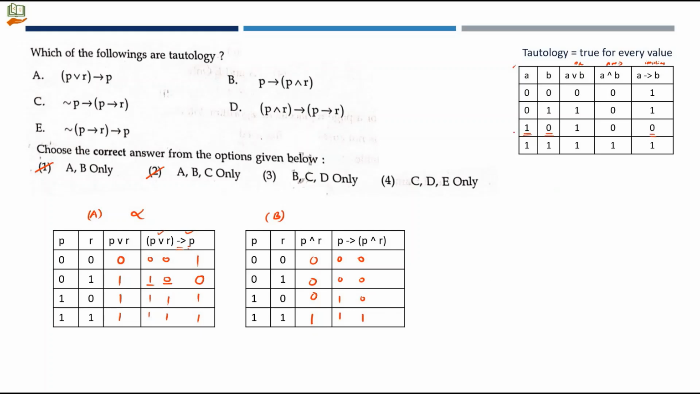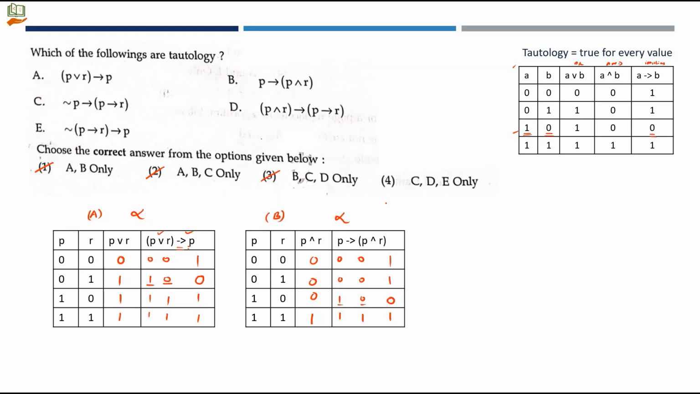Check for this condition once again. We have a 1, 0 combination here. So place a 0 here and the rest of the places will have 1. Do you have ones in the final column? No. So this is also not a tautology. When you remove the third option because it has B, we know the answer is C, D and E.